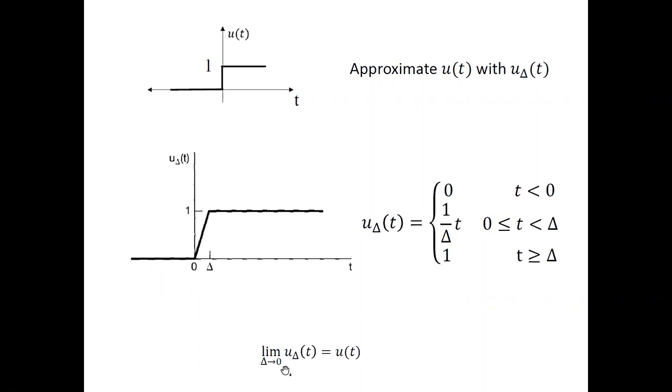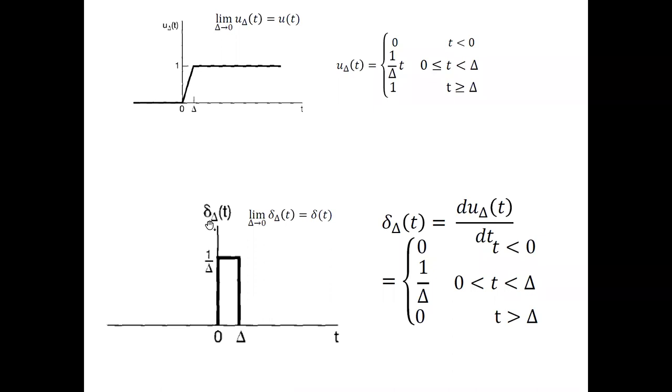And intuitively, as delta approaches zero, this segment becomes narrower and narrower, and u delta of t will approach u of t. So it will become the unit step signal. So that's the first step. First, we come up with the approximation u delta of t. Next, we take the derivative of u delta of t over t, where we have the following.